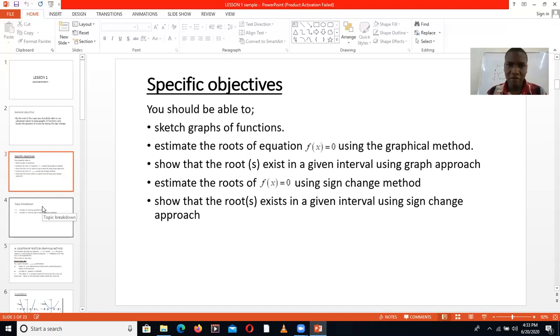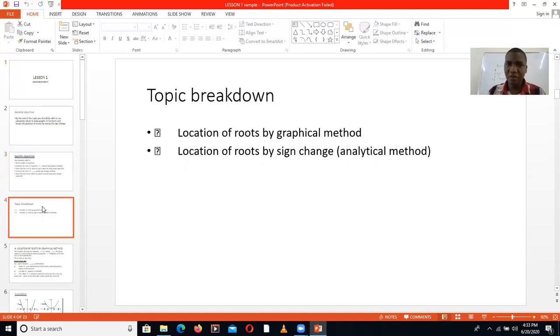Now, for the topic breakdown from the objectives above, we have only 2 concepts we're going to learn here. One of them is location of roots by the graphical method, plotting. Another one is location of roots by the sign change method. There we shall also look at it, sometimes called the analytical method. We're going to look at that at a later time.